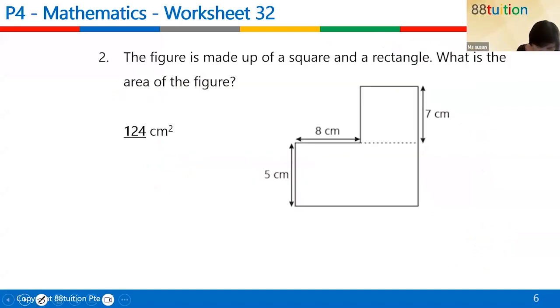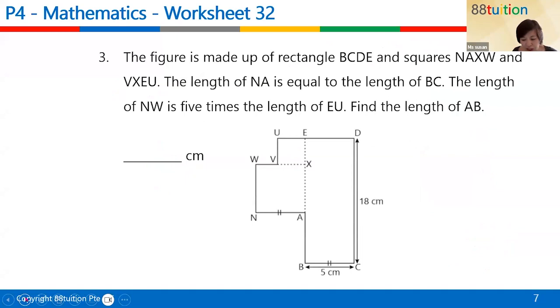All right. Question number 3. The figure below is made up of rectangle BCDE, square NAXW, another square V something something. The length of NA is equal to the length of BC. And then the length of this is 5 times of EU. Where's EU? EU is here. And then EU is here. So which one is 5 times? NW. Where's NW? Here. So this is 5 times. So that means you must have these 2 dimensions.